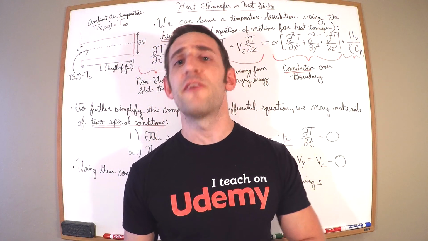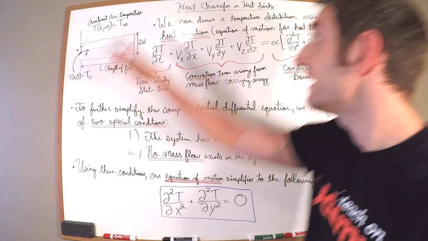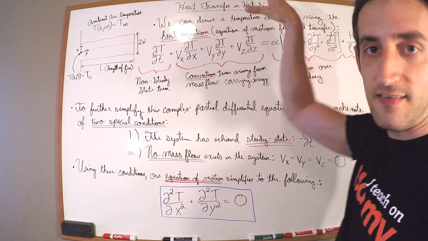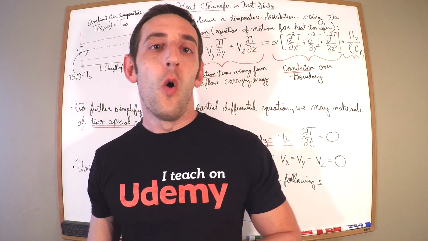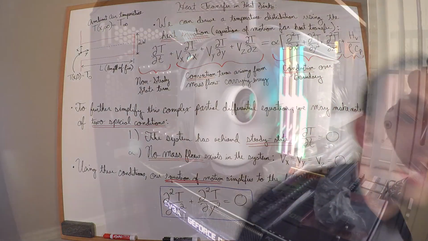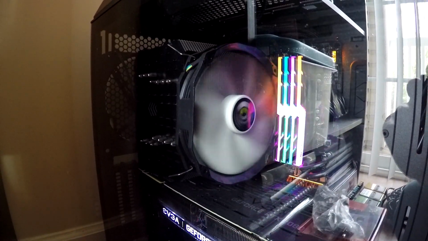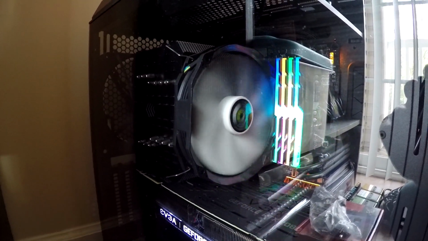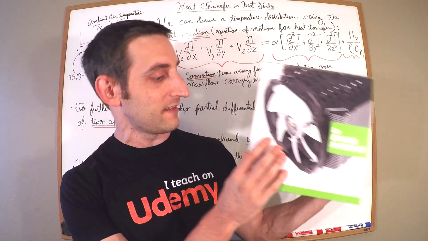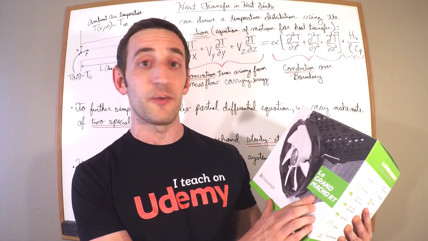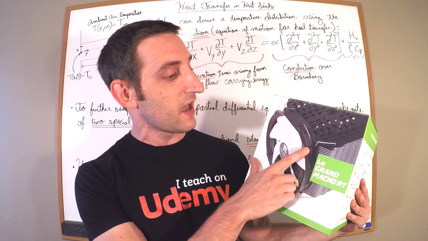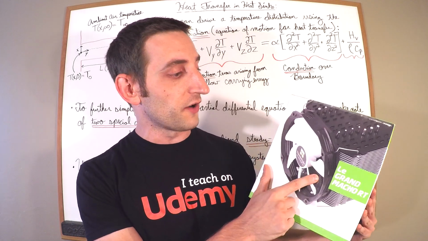Alright, welcome back to our video series where we're performing a heat transfer analysis in heat sinks. In our last video, I described a computer setup I had to build about a year ago, which had a pretty beefy heat sink in it. What I have here is the heat sink I actually put into the computer. As I explained, it's a Lagrange Macho RT.